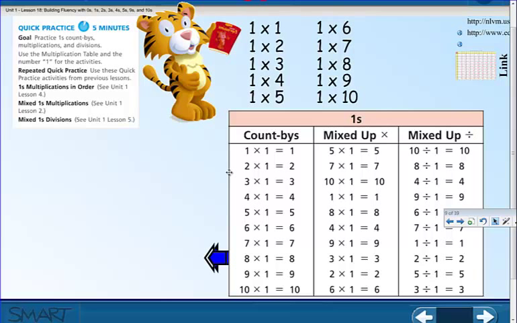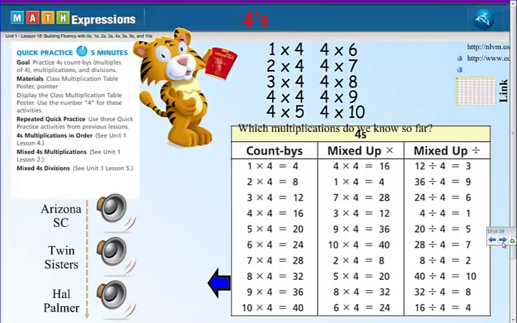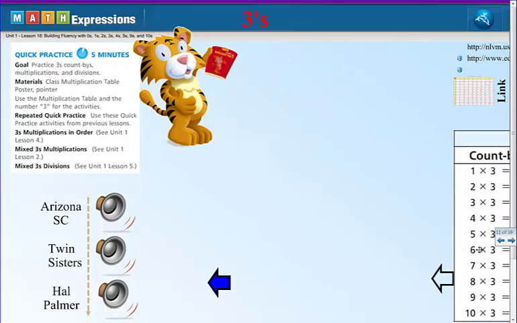1 times 1 is 1. 2 times 1 is 2. Get the idea? And also practice your mixed ups. 5 times 1 equals 5. And your mixed up divisions. Even though it's by ones, you got to realize that dividing is simple. 10 divided by 1 is the answer right there, 10. Ones are easy. There's our fours. Practice your mixed ups, mixed up divisions. But let's practice our threes today.